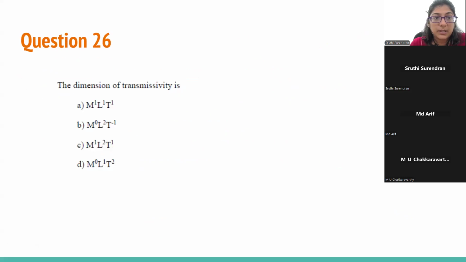This will be the last question for the day. What is the dimension of transmissivity? So you know what the transmissivity's definition is. You don't have to calculate anything. You just have to say what is the dimension of it. You know the unit. So from the unit, you can find out the dimension.